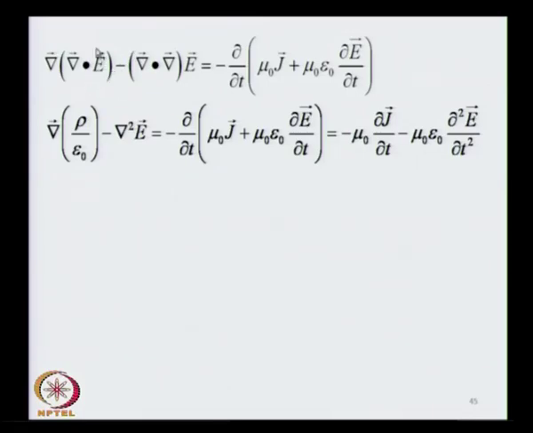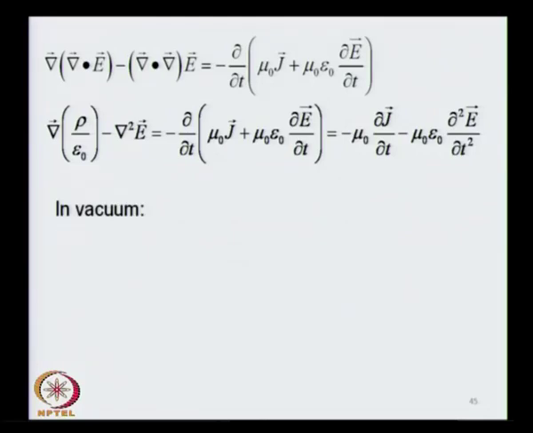And now we know that the divergence of E is rho over epsilon 0. This is Gauss's law as we know it. This is the Laplacian of E on the left hand side. On the right hand side you have mu 0 times del J by del t, and then the second term is mu 0 epsilon 0, with the first time derivative of E operated upon by another time derivative operator del by del t. So, you have the second derivative of E with respect to time.